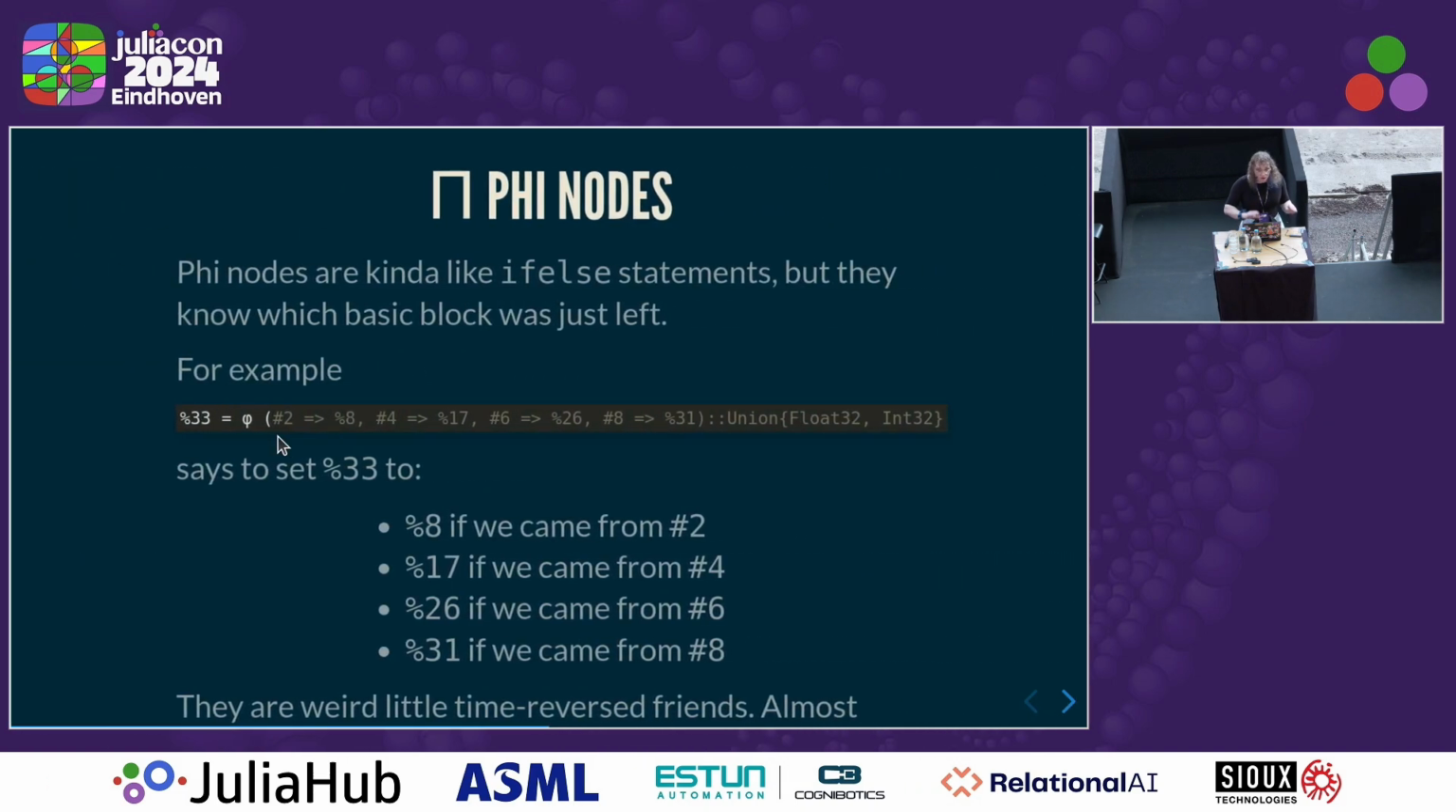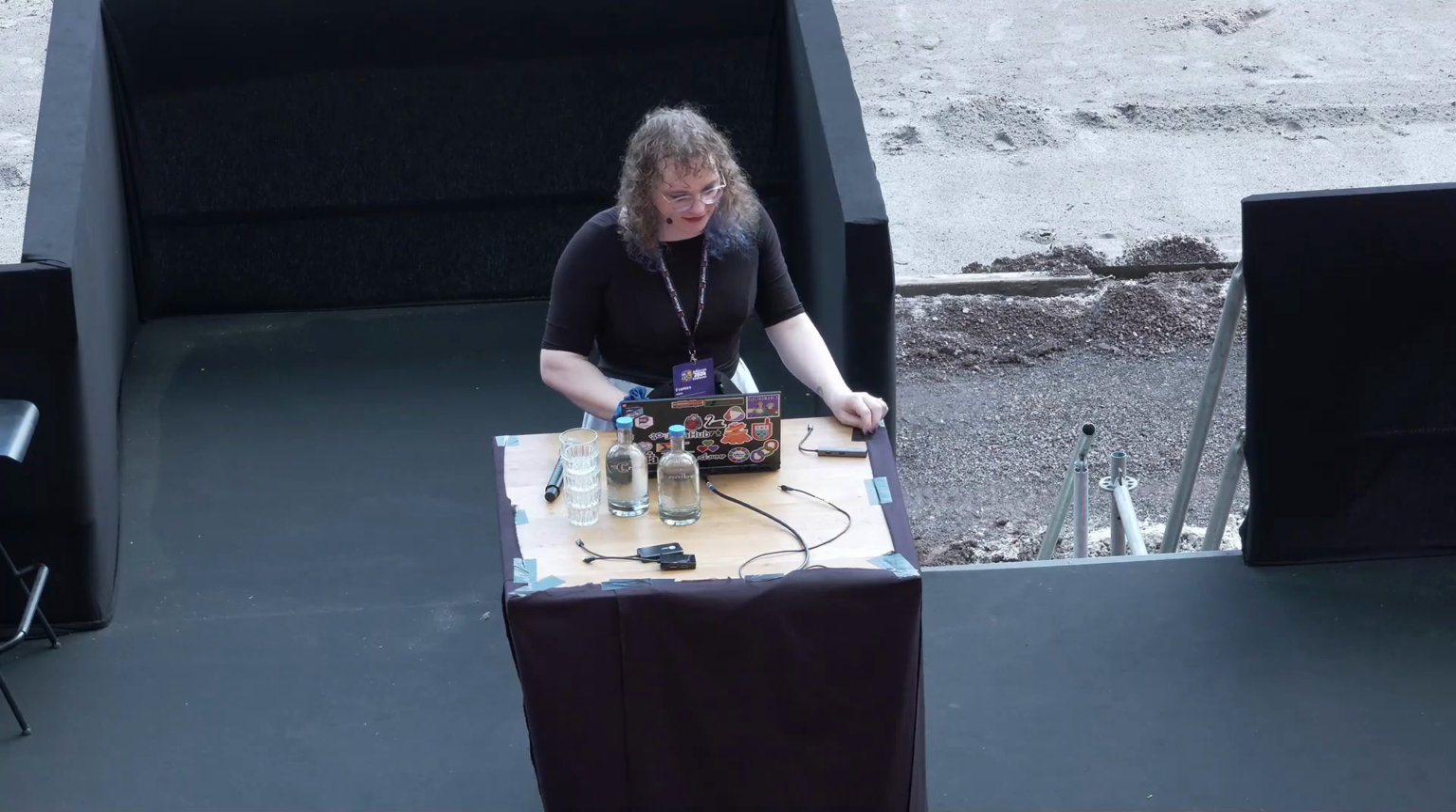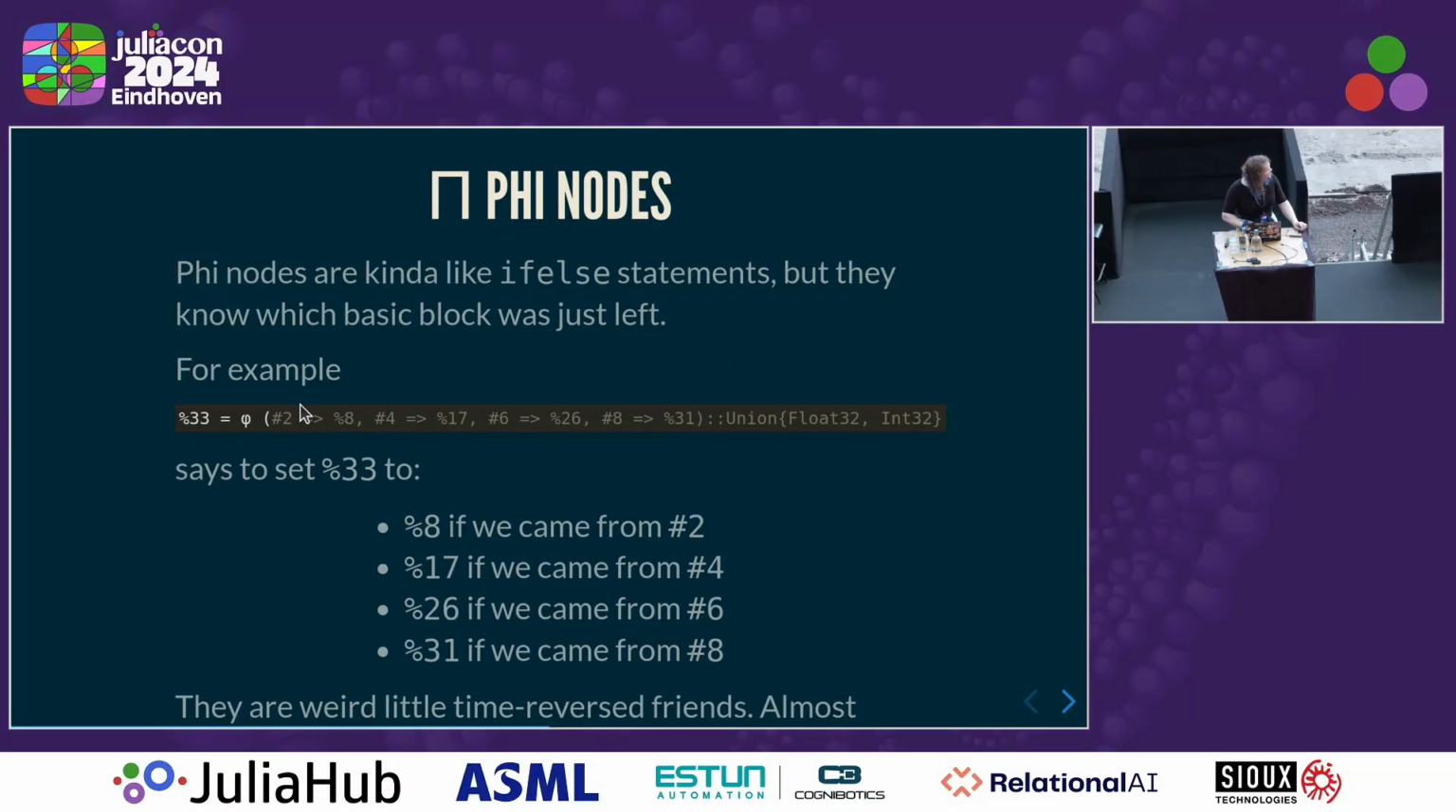OK. The other weird thing, so even if you're familiar with Cassette and Zygote and stuff, you won't have seen before, is these things called a phi node. So a phi node is basically like an if-else, where the condition is what block I came from. So this phi node up on screen says to return the value %8, SSA value 8, if I was previously in block 2. Or if I was previously in block 4, return %17. It's basically got hysteresis. It knows where it came from. It's kind of almost the opposite of a goto. It's an if-came-from. And you'll see those anytime you work with code that has any kind of branches in it, basically.